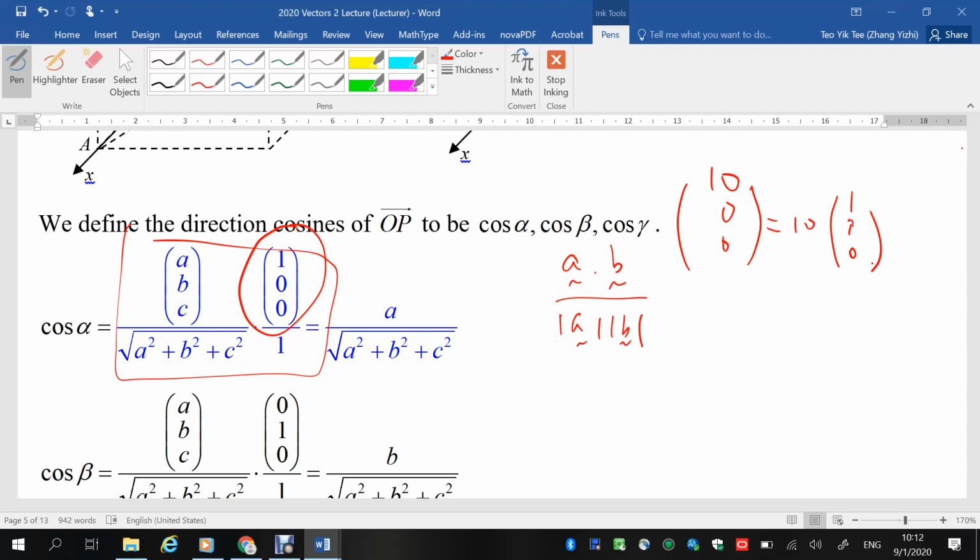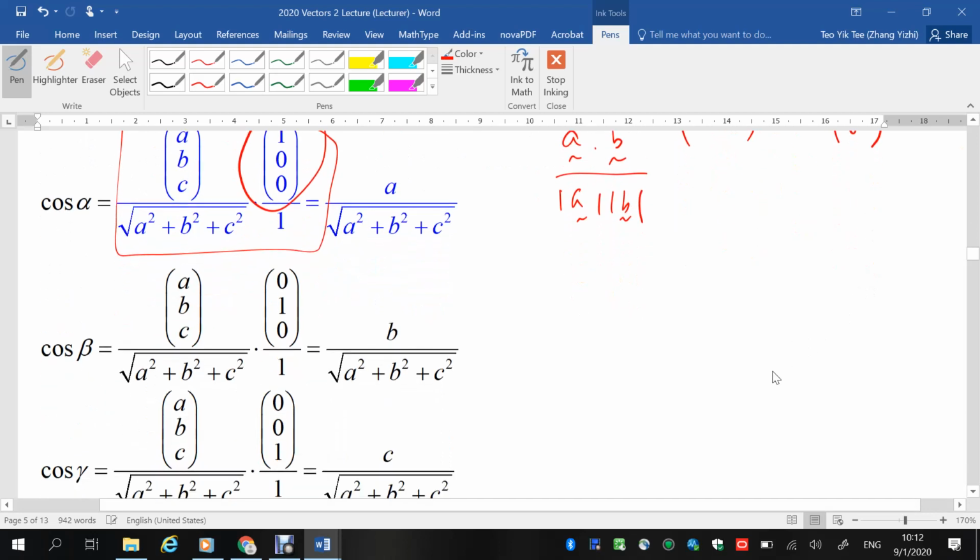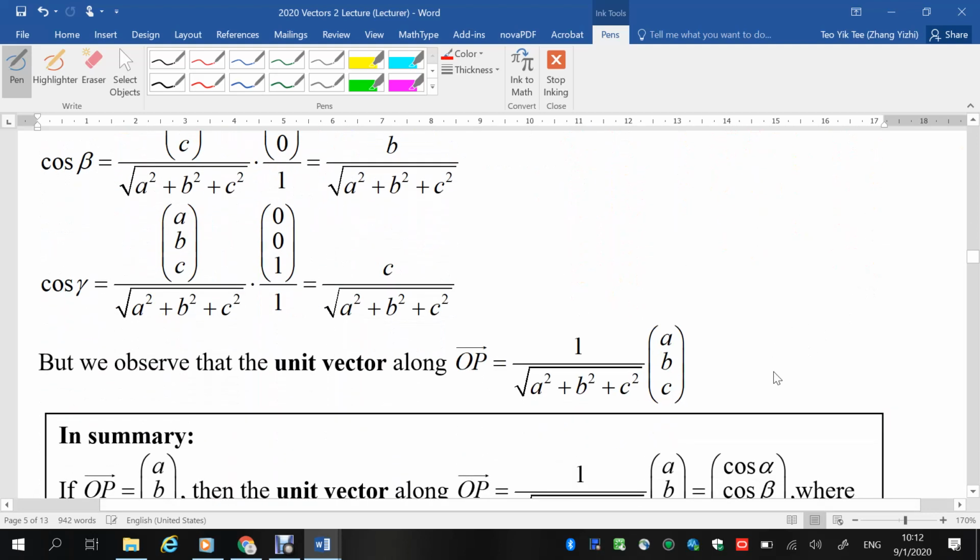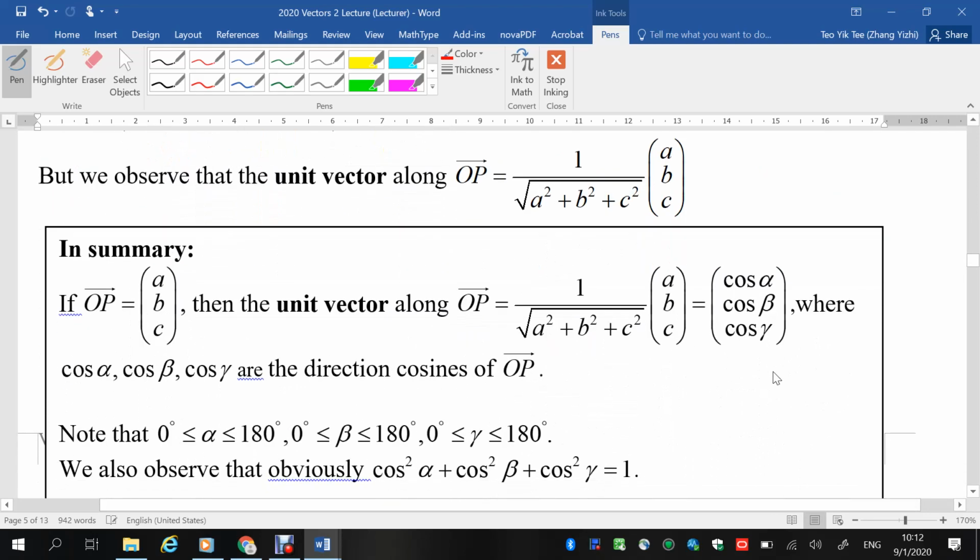Okay? So this ABC is this one. 1, 0, 0 is this. Then that's your A dot B, divided by magnitude of A, which is square root of A squared plus B squared plus C squared, divided by magnitude of 1, 0, 0, which is 1. So this is how this so-called cosine alpha comes about. It's actually nothing fantastic, it's from your dot product. You do that for beta, you do that for gamma. Okay, so this actually makes up your directional cosine.